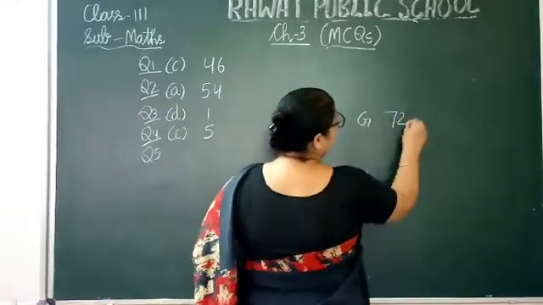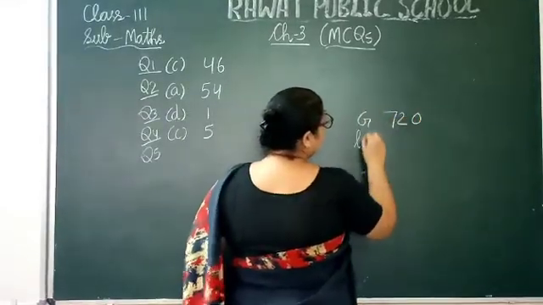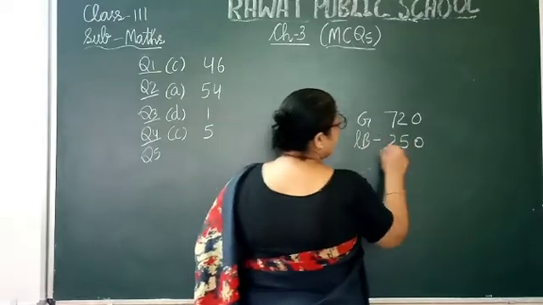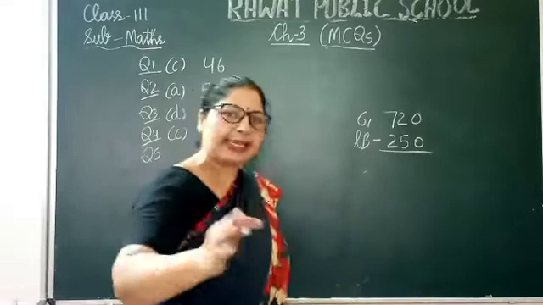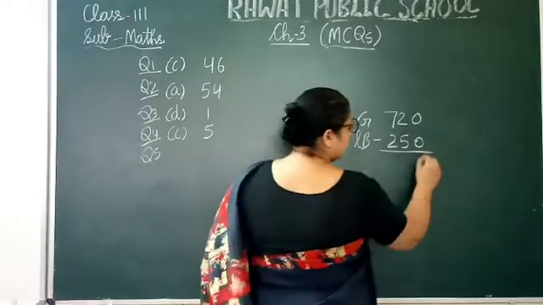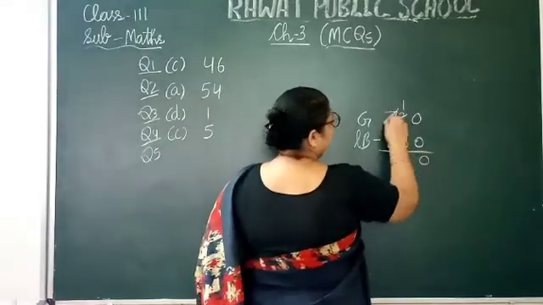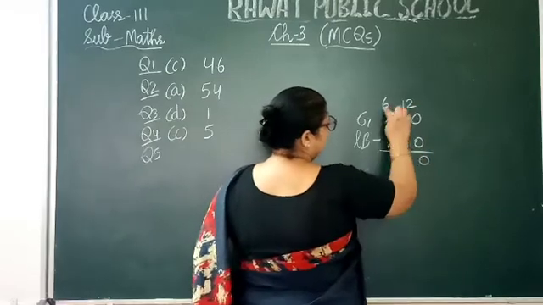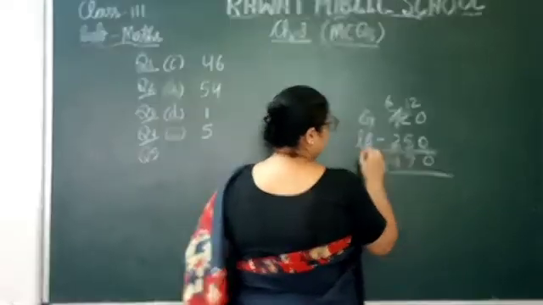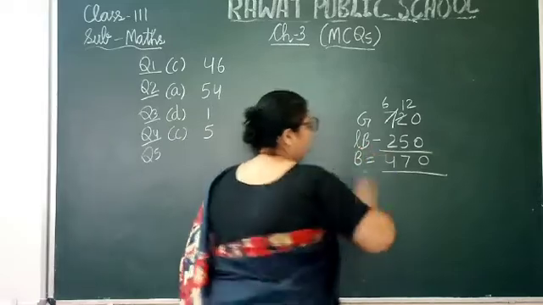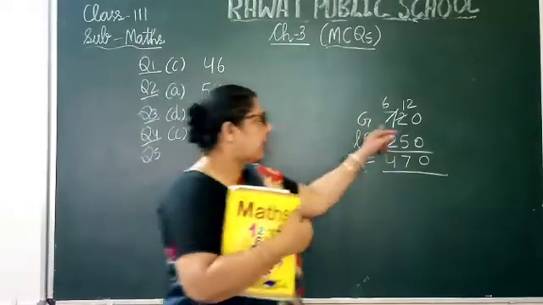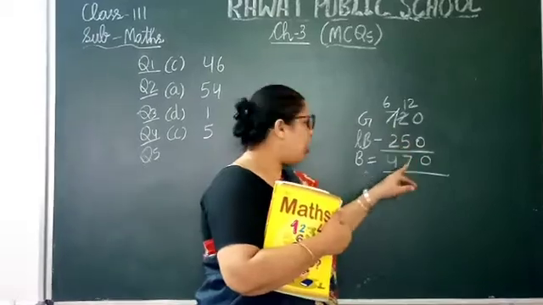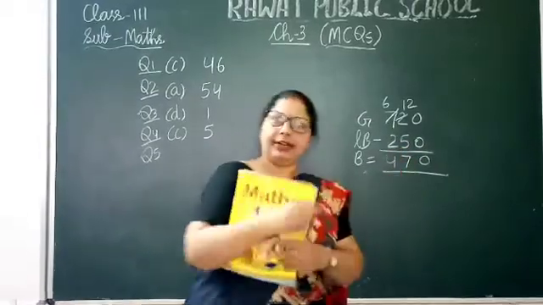Girls are 720, boys are 250 less. So there are 720 girls and the boys are 250 less than the girls. So how many boys? 0, take a carry from here. This is 6 and this is 12 minus 5 is equal to 7. 6 minus 2, these are the counting of boys. Girls 720 and boys 250 fewer. So how many boys? 470 boys.